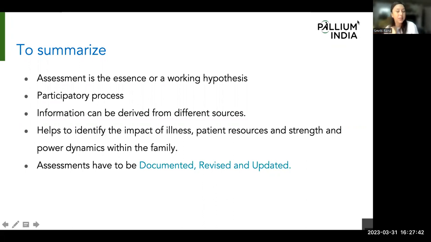Assessments have to be documented, revised, and updated. You have to look at whether your assessment and your goals are aligned. Is what you're assessing actually helping you define the goals, or are you simply having rambling, inane conversations that are not going anywhere? So assessment has to be documented, revised, updated. It is an art, but it also has to be treated as a science. You have to build evidence for good practice through good assessment documentation.